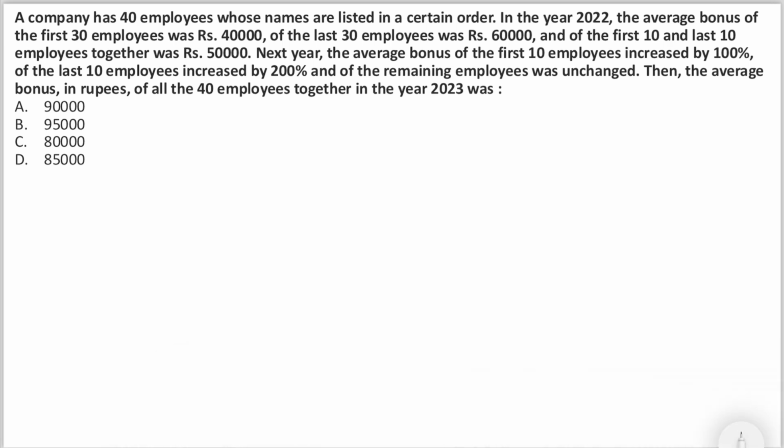The average bonus of the first 30 employees was rupees 40,000. Okay, so first 30 employees, the average bonus was 40k. The last 30 employees, their average was 60k. And of the first 10 and the last 10 employees together, their average bonus together is 50,000.